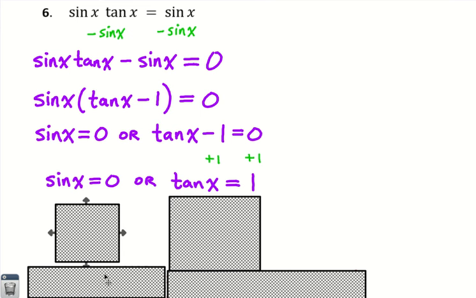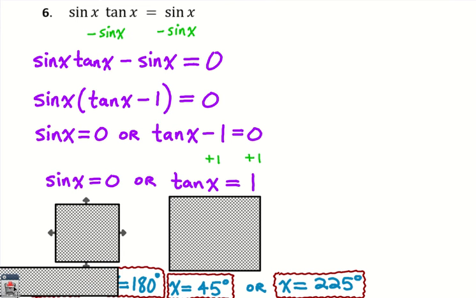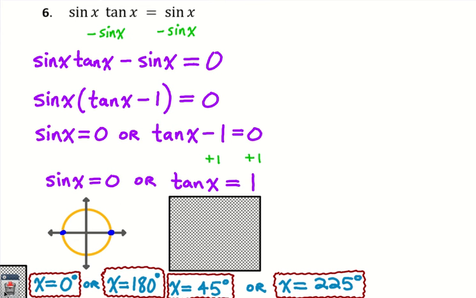When does the sine of x equal 0 according to your cheat chart? Well, when x equals 0 degrees or when x equals 180 degrees. And when does the tangent of x equal 1 according to your cheat chart? Well, when x equals 45 degrees or x equals 225 degrees. And no double dipping here, because it's just x, and it'd be too big on all these. So we have 4 final answers.